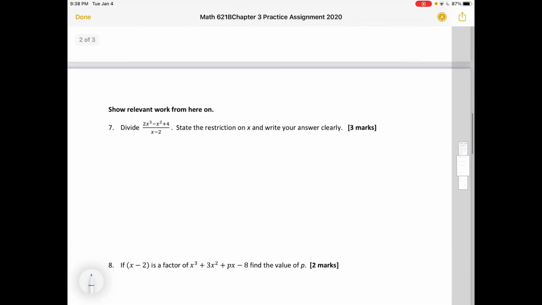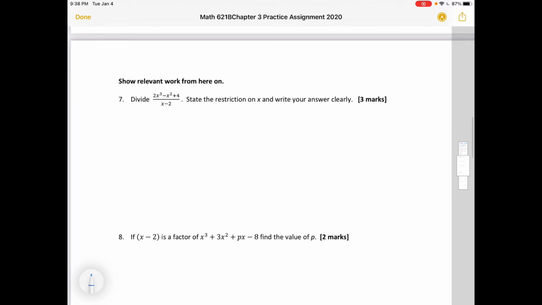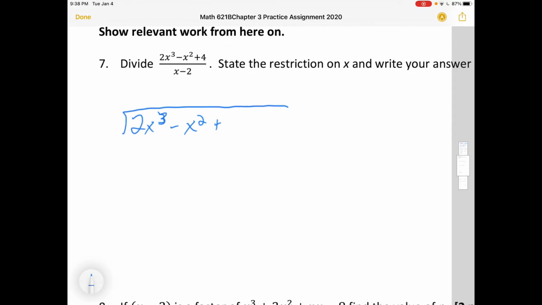All right, on to the questions where we need to show some work. So we can divide here. We state the restrictions on x and write our answer clearly. I'll do it both ways, but you just have to do it one way. So if I do it through long division, I'd have 2x cubed minus x squared, okay, plus 0x plus 4, all divided by x minus 2.